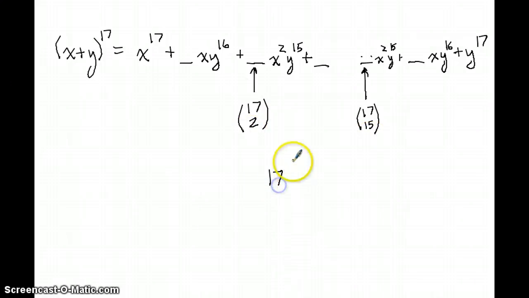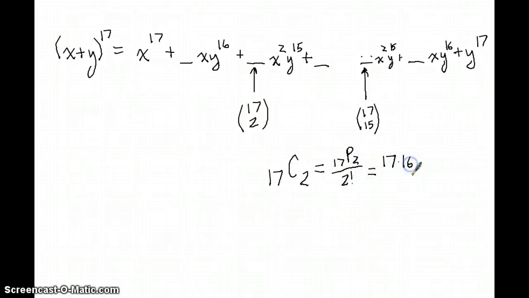I can do that in my calculator. 17C2, which is really, oh, it's not doing the calculator, it's only 2. Let's do it for real with our hands. 17P2 divided by 2 factorial. 17P2 is just 17 times 16. And 2 factorial is 2 times 1. This is all 17 times 8. Okay, now I do need a calculator. 17 times 8, I get 136. Okay, so that little coefficient there is 136.